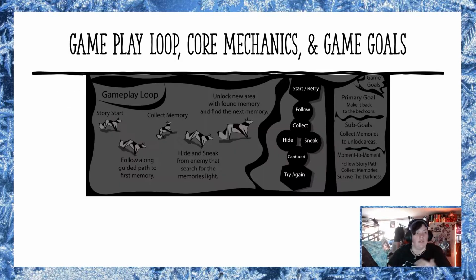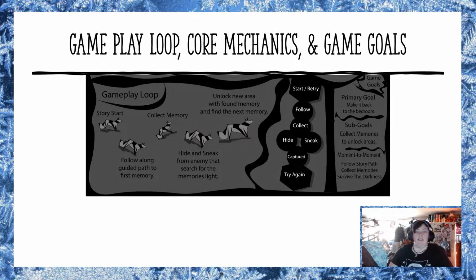So then we have our game loop, our core mechanics, and our game goals. Basically, this is the whole game system. You start the story, you follow along the guided path to get the first memory, you collect the memory, and then you repeat that until you finish getting the pieces of memory to unlock the new area. Then you hide and sneak around enemies that will be searching for the memory's light. Once you grab a memory, you will basically be hunted, and that's where the horror aspect comes in.